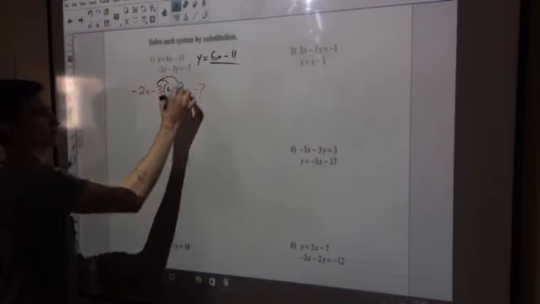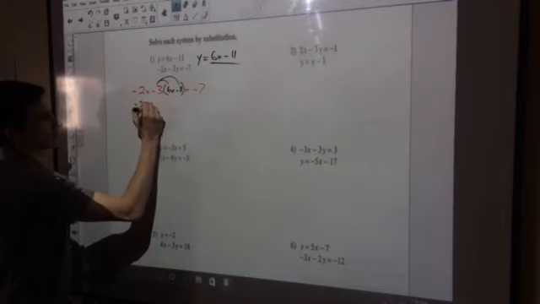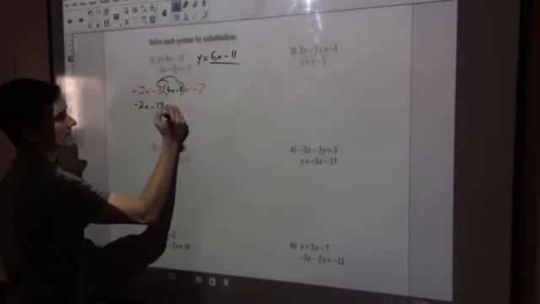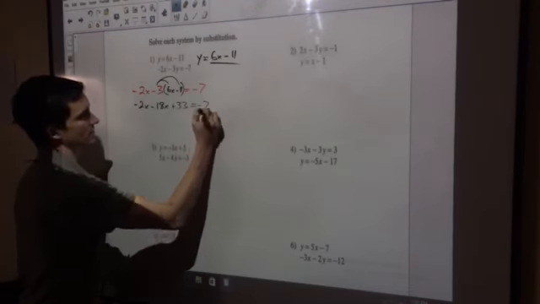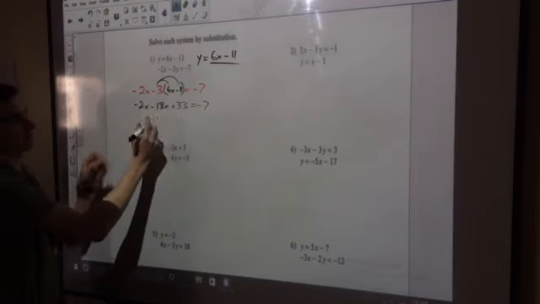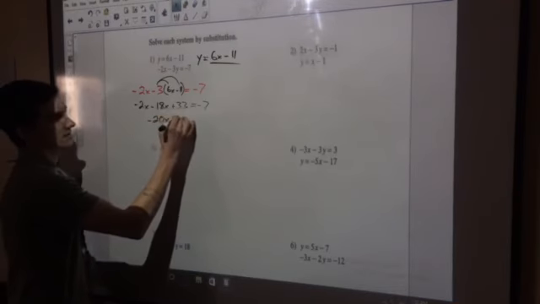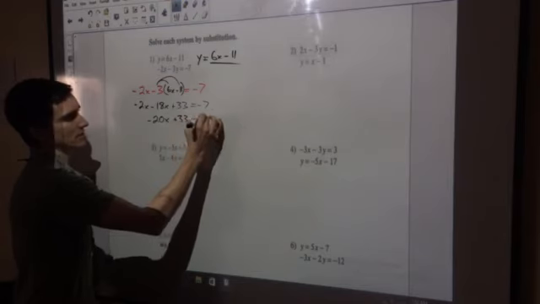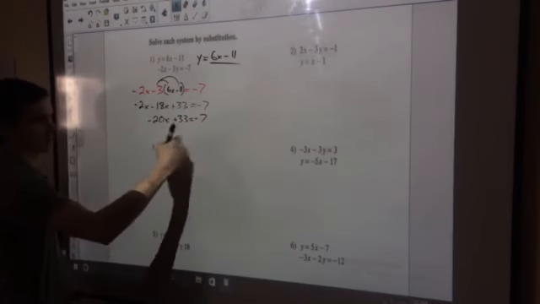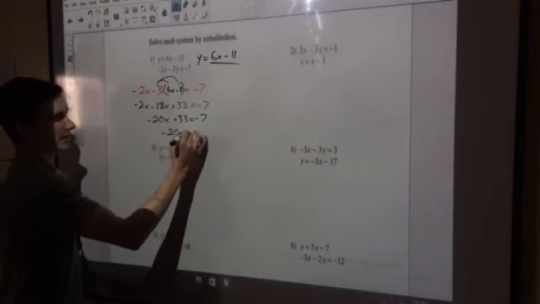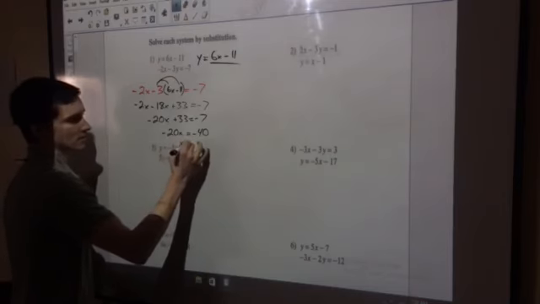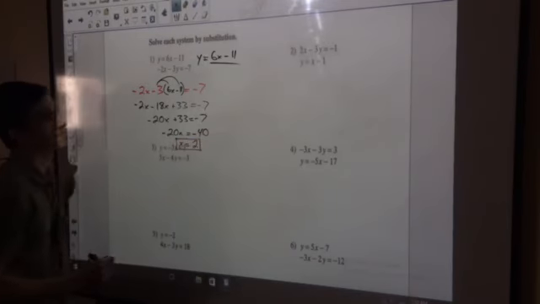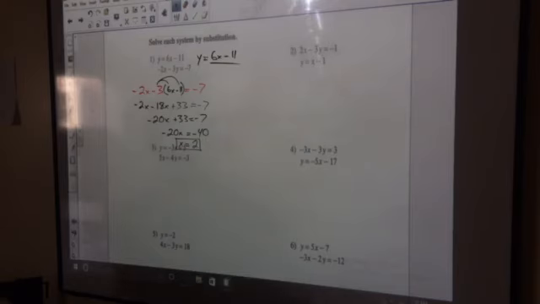So multiply this out. You're going to distribute: negative 2x minus 18x. Negative 3 times negative 11 is plus 33, equals negative 7. Combine my like terms. Negative 18 and negative 2 is negative 20x plus 33 equals negative 7. Subtract 33. Negative 20x equals negative 40. Divide by negative 20. So x equals positive 2. And that's really it. Now I need to solve for y, which gets really easy.